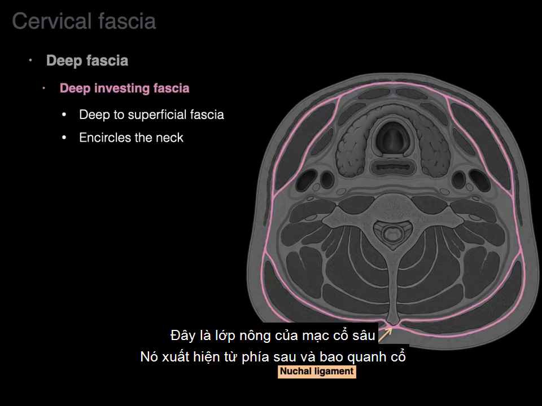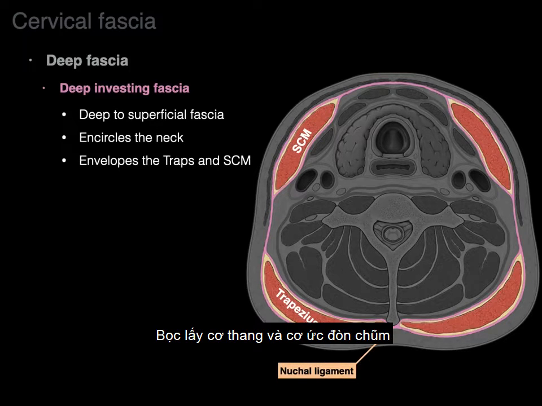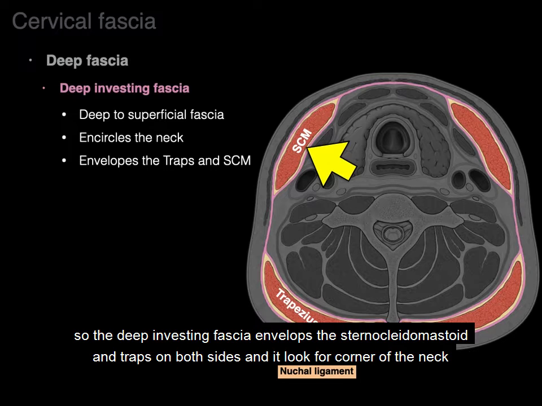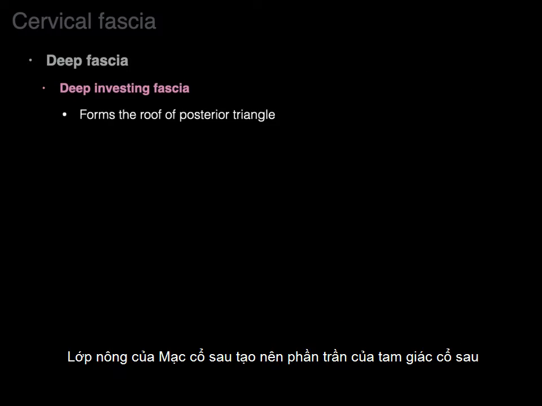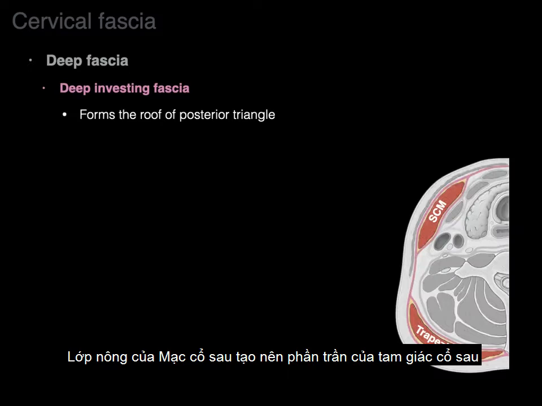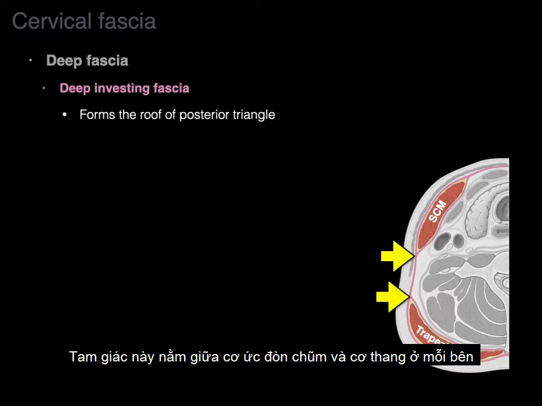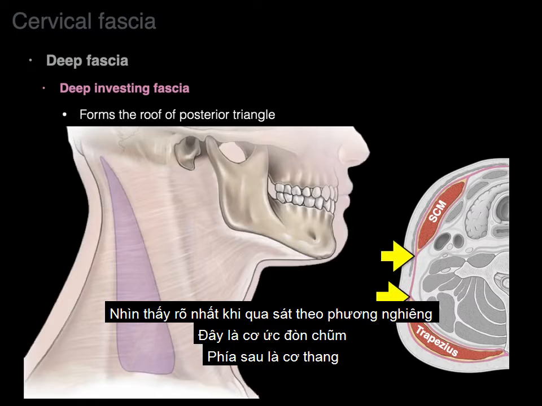It arises from the nuchal ligament, and then it's going to envelop the trapezius muscle and the sternocleidomastoid, and then wrap around to the other side of the neck. So the deep investing fascia envelops the sternocleidomastoids and traps on both sides, and it looks like the four corners of the neck. The deep investing fascia forms the roof of the posterior triangle. What's the posterior triangle? Well, it's the space between the sternocleidomastoid and traps. It's best seen on a lateral view.